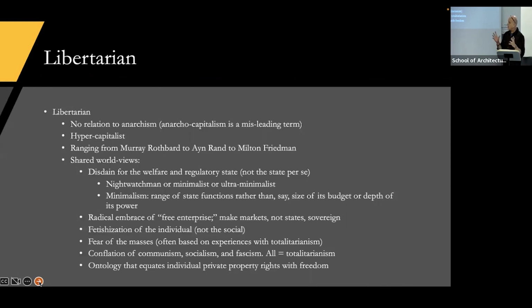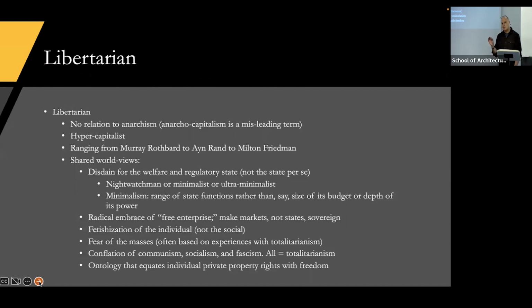But all of them, in some form or another, have a worldview in which they have a lot of disdain and no patience for the welfare or regulatory state. Right? This is the basis of their critique. But there's variations then in terms of how they critique it. They are not opposed to the state per se, and this is really important to stress. What they want is what some might call a night watchman state, some might call a minimalist state, some might call it an ultra-minimalist state.